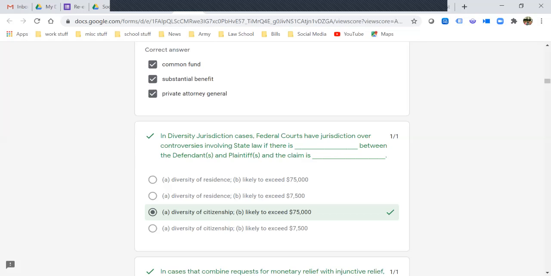Diversity jurisdiction cases in federal courts. Federal courts have jurisdiction over controversies involving state law if there is diversity of citizenship between the defendant and the plaintiff, and the claim is likely to exceed $75,000. So for a diversity action, you need 2 criteria. You need diversity of citizenship, and the claim needs to exceed $75,000.